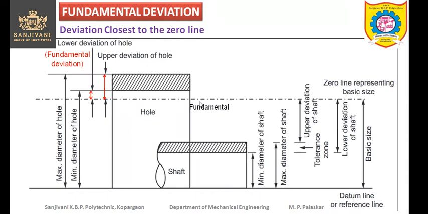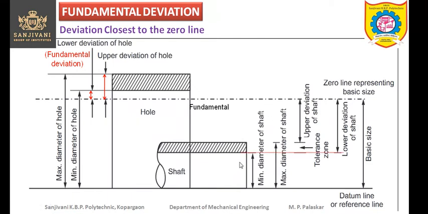Now in case of the hole, the tolerance zone lies above the zero line in this case. But generally we take the tolerance zone above the zero line for the hole and the tolerance zone below the zero line for the shaft. So in that case we can see that the fundamental deviation for the hole is the lower deviation and the fundamental deviation for the shaft is the upper deviation. How that is, we will see.